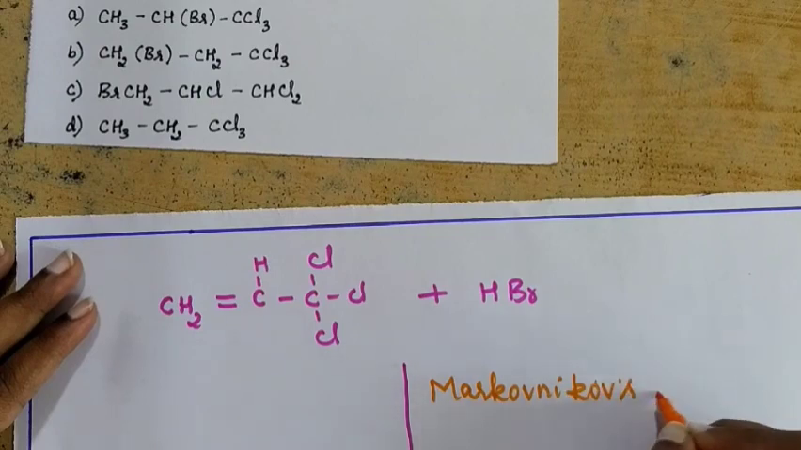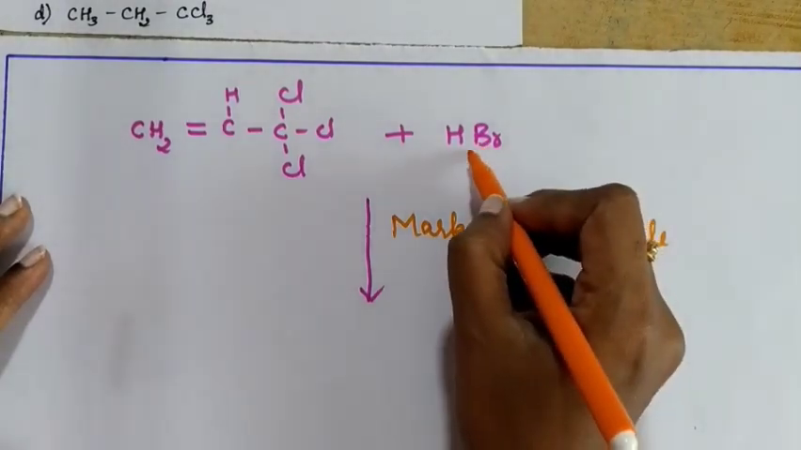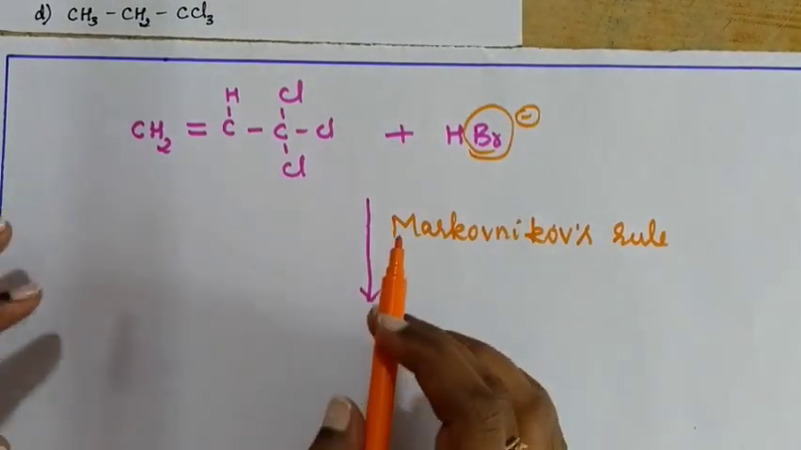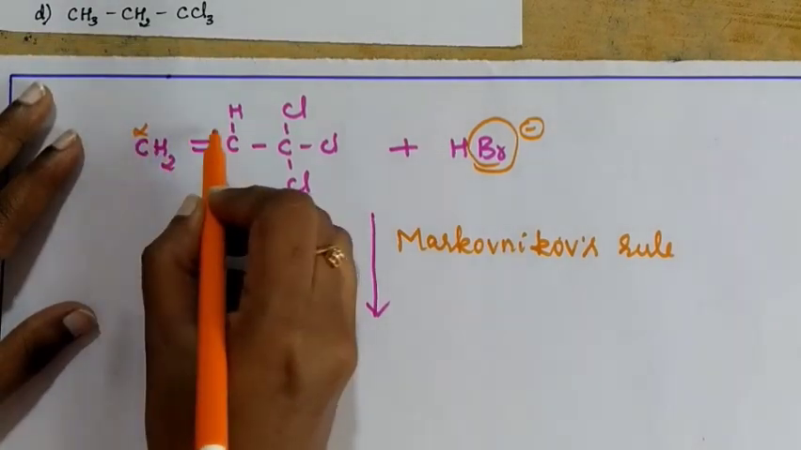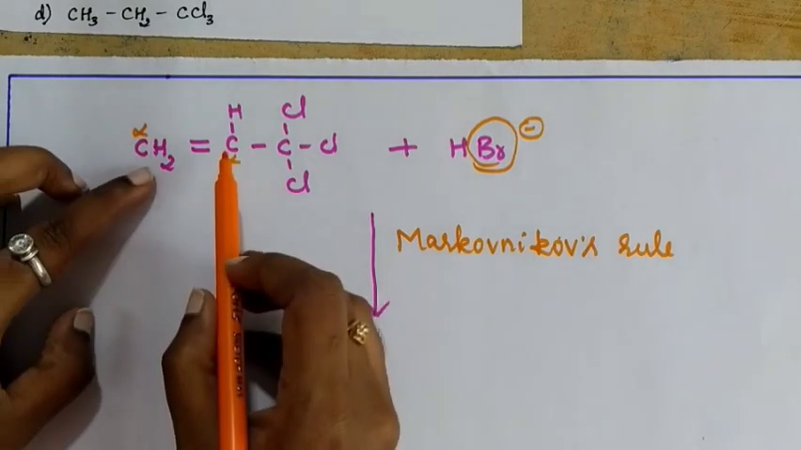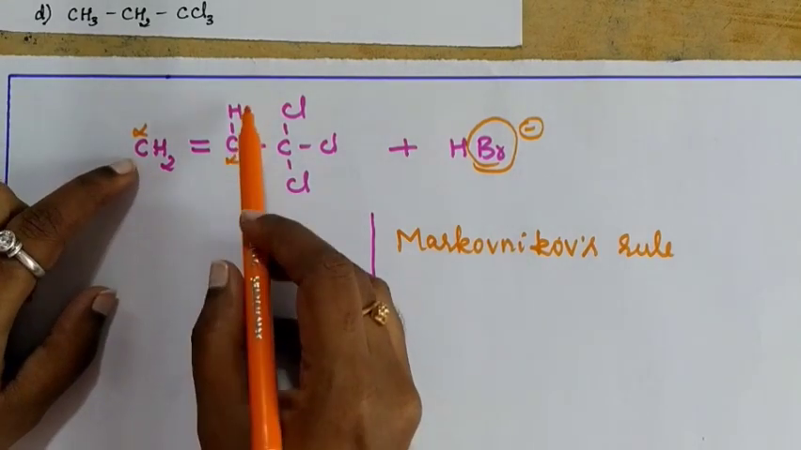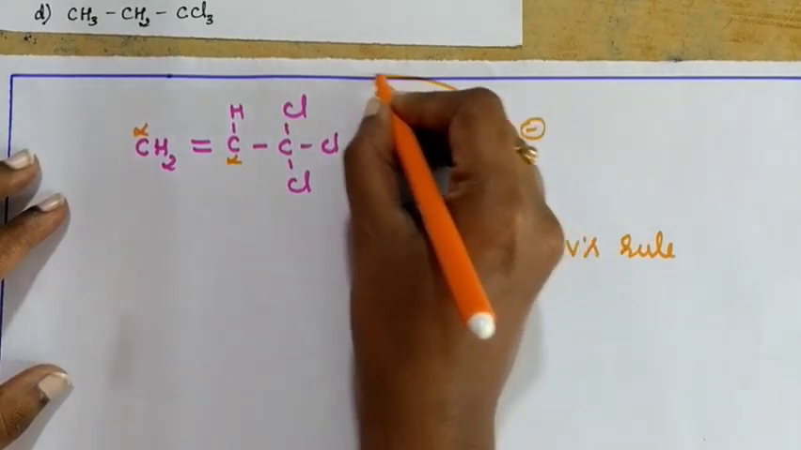Markovnikov's rule. When Markovnikov's rule takes place, the highly electronegative species will go and make a bond with the carbon atom which has the least number of hydrogens. So these 2 are the alpha carbon atoms, no? And see which carbon atom has fewer hydrogens. Here 2 hydrogens are there, and with this carbon atom only 1 hydrogen is there. So this Br will come and make a bond with this carbon atom.